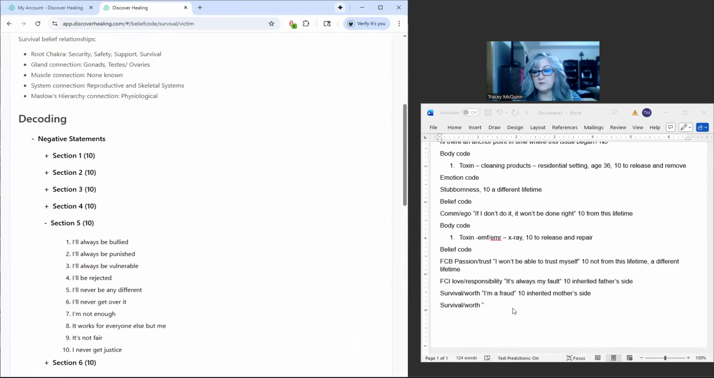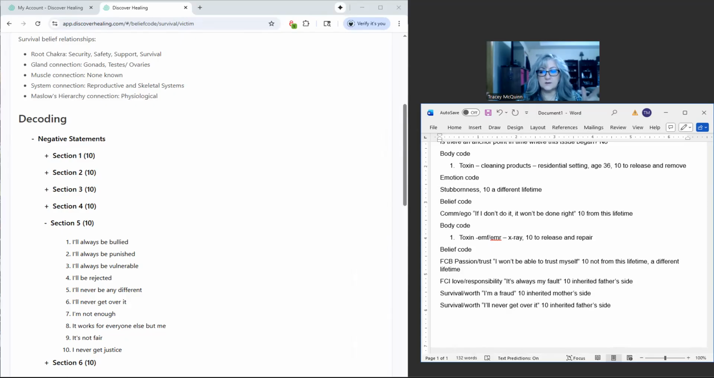I'll never get over it. Well, that's not helpful if we're talking about health issues or emotional issues for that matter. Is it 3? Is it 10? Is that inherited? I guess mother's side, father's side. Okay, do we need to know more about that? Is there another belief in this belief system?